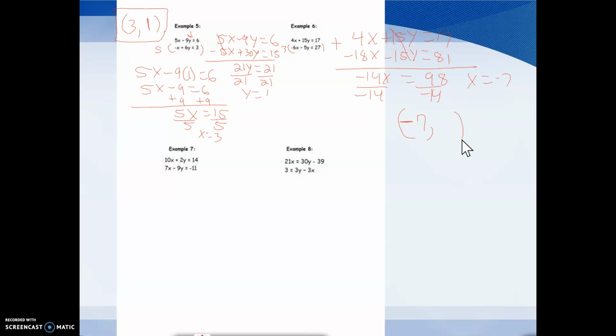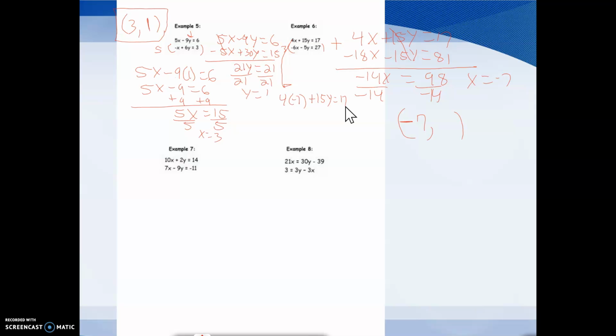Let's find the y value. Now you've got multiple choices here. I always like to stick to the one that I kind of didn't mess around with. So I am going to go ahead and plug this into the top one. So let's go down here. I'm going to plug negative 7 into x, okay? That's going to give me 4 times negative 7, right, plus 15y equals 17.